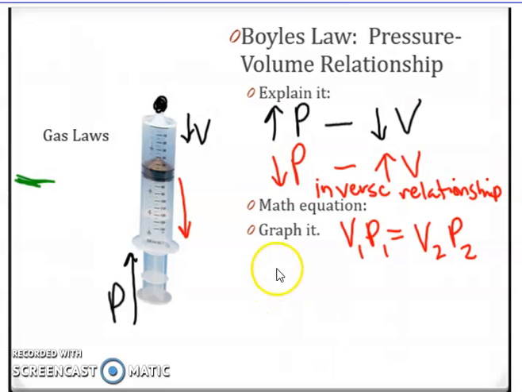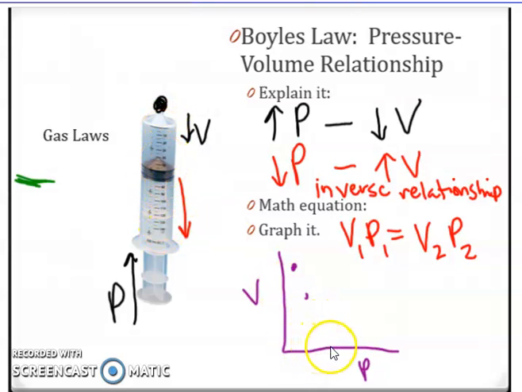So when I graph it, I'm going to push. What's my independent variable? Well, it's pushing on here, so it's going to be pressure. And then what's going to happen is my volume is going to change, so that's my dependent variable. So I've got a large volume in there right now, and low pressure. And then I push this up there, and my pressure is increasing and my volume is decreasing.